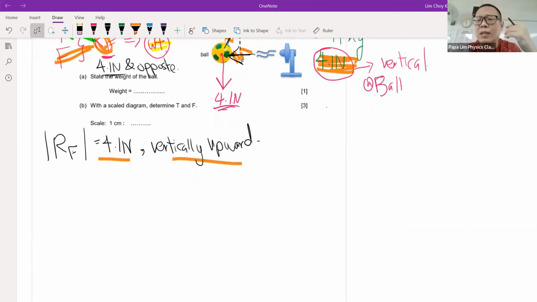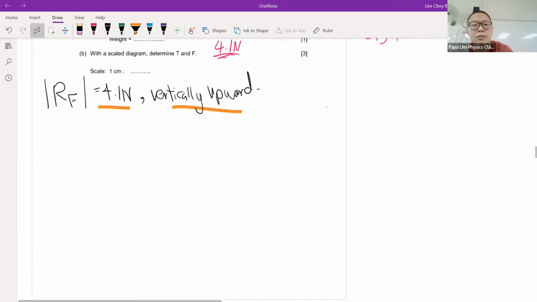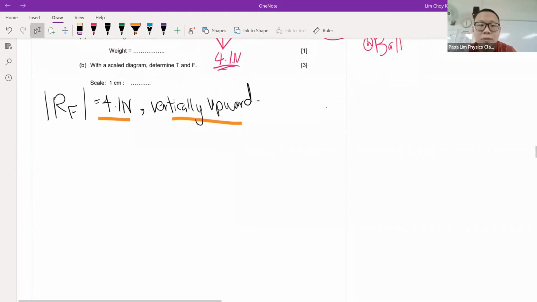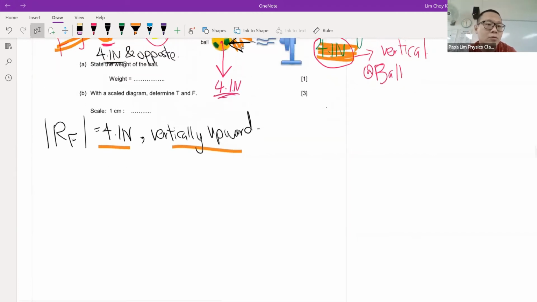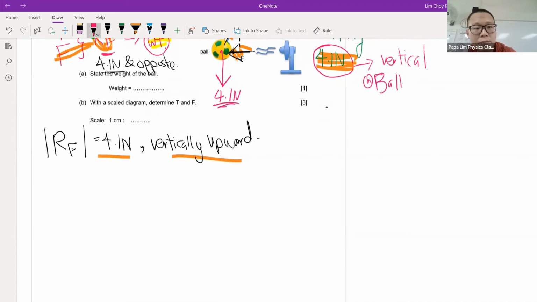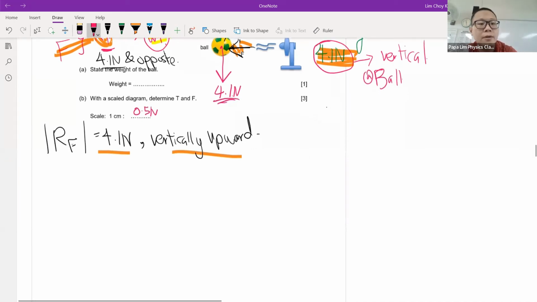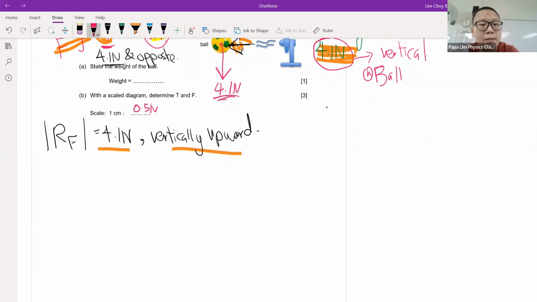In general, there isn't a nice number to use, but I would say try to maximize your drawing so that it covers the entire white space of the question paper. So it could be possible that I could use 0.5 Newton. If you look at it, 0.5 Newton will effectively be 8.2 cm in this case.